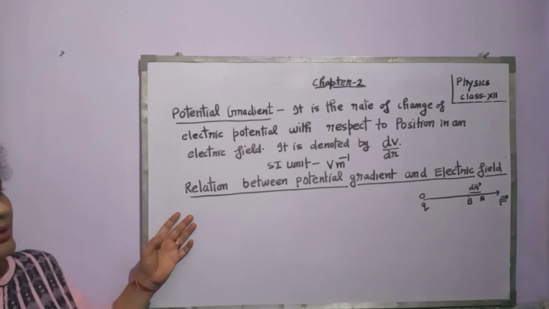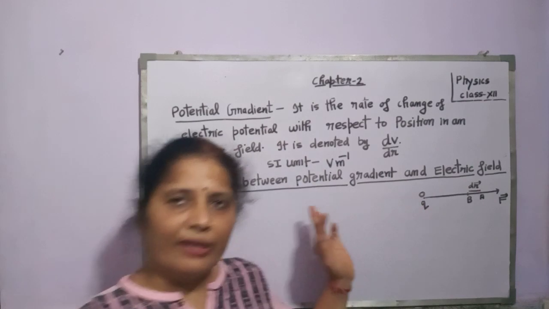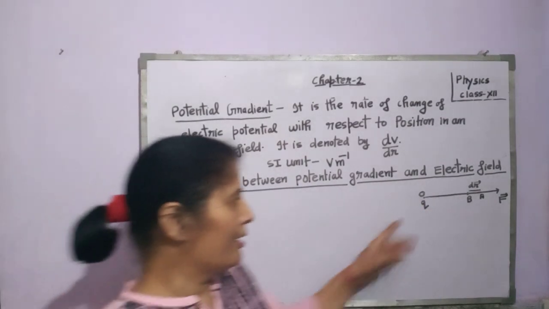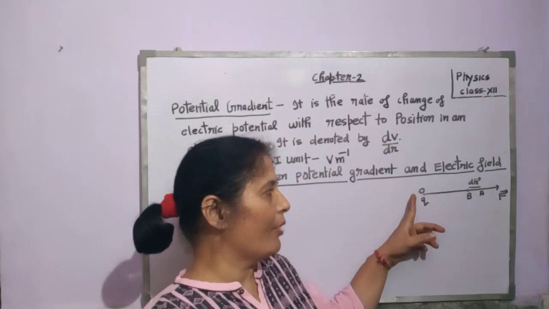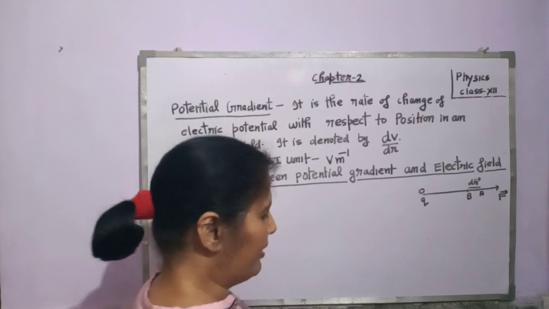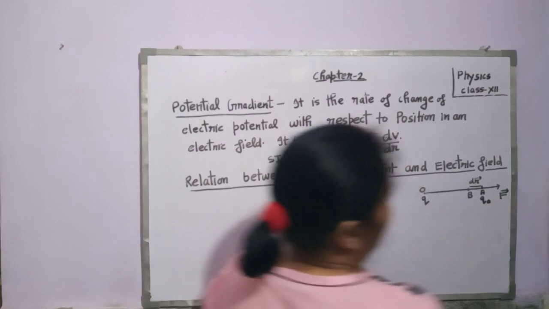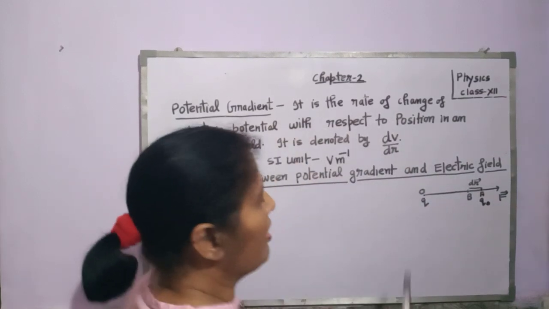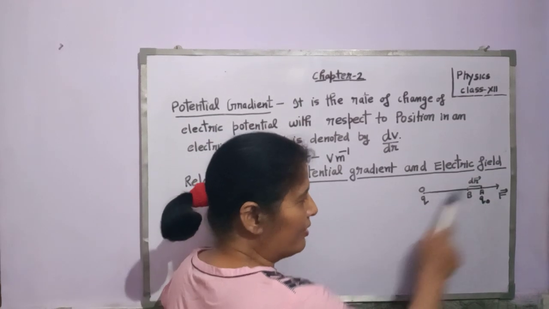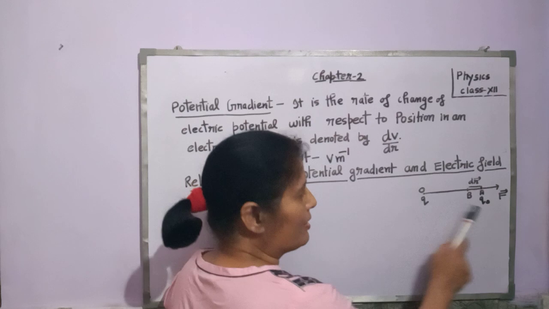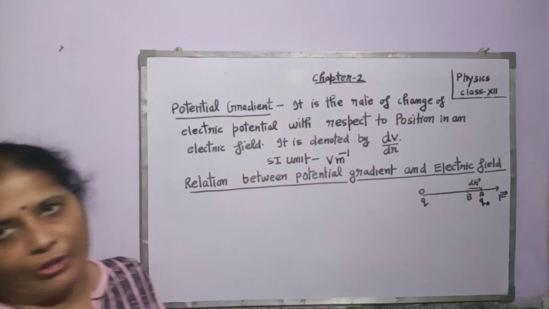Now the relation between the potential gradient and the electric field, how these two physical quantities are related with each other. Here there is a charge Q, due to which there is an electric field. It is placed at point O, and at point A a test charge Q naught is placed. The charge Q exerts a force F on Q naught in which direction? In the direction OA, because both are positive charges. Therefore, the charge Q repels charge Q naught.